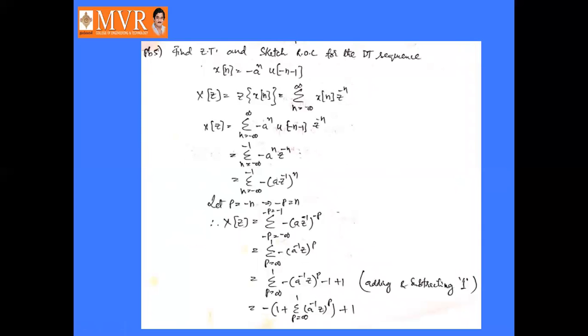Next, find the Z transform and sketch the ROC for the discrete time sequence that is given as x of n equal to minus a power n into u of minus n minus 1. Okay, x of n is given as minus a power n into u of minus n minus 1.